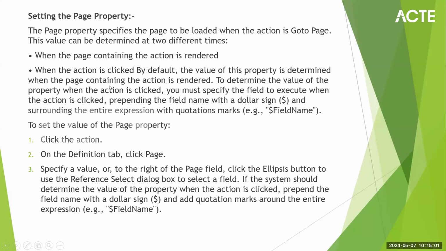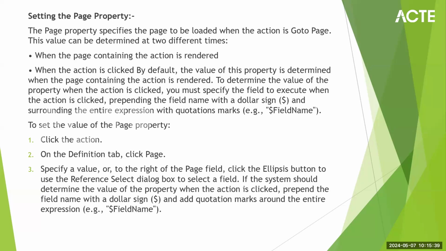As I told you, when you click on that particular button, the pop-up should appear or it should navigate to that particular page, then we use this property. How do you do it? Click on the action on the Definition tab, click Page and specify a value to the right of the page field, or you can map it to an existing field ID which is present in the flip button. If the system should determine the value of the property when the action is clicked, prepend the field name with a dollar sign.